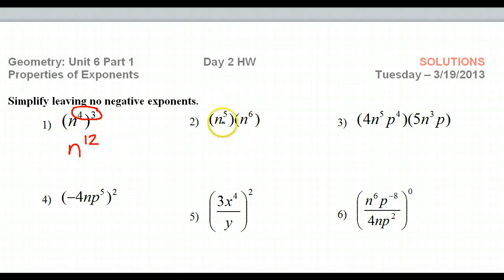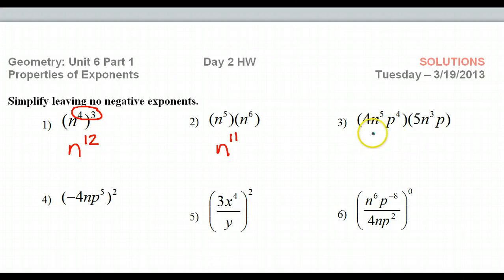On the other hand, when you are multiplying, notice that the n appears twice. That is when you add these exponents. So this is going to be n to the 11th power. See the difference? One base, two powers, that's when you multiply. If that base appears twice, that is when you add.